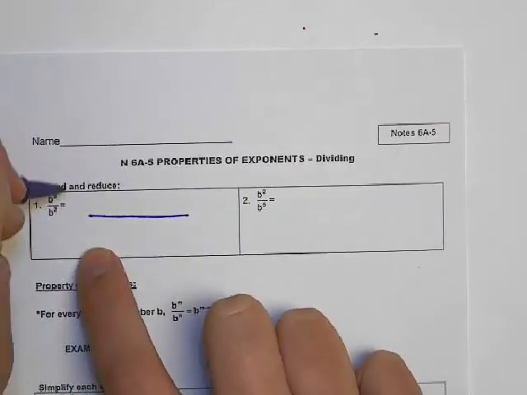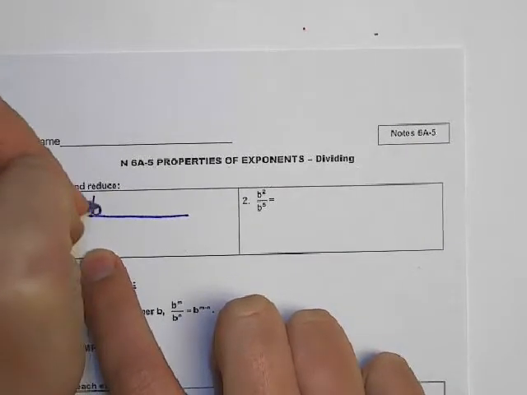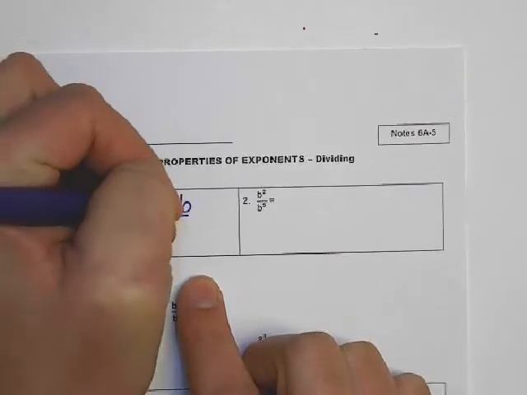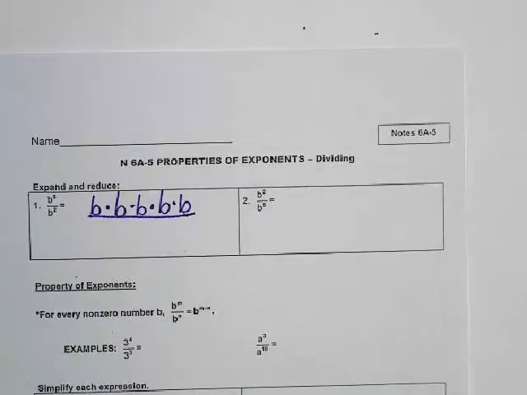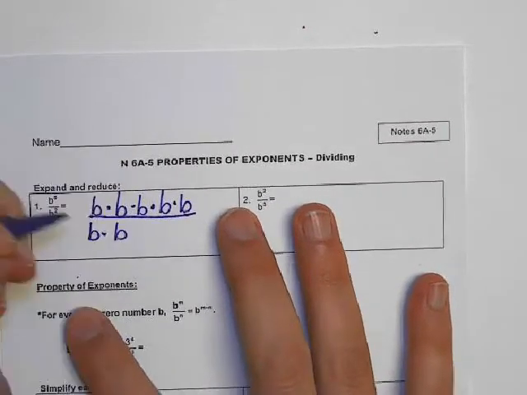Now, b to the 5th power, how many b's do I have? 5. And this is on top of the fraction, so I want you to write it on top of the fraction bar. B times B times B times B times B. Okay, let's do this right now. On the bottom, how many b's do I have on the bottom? 2. B times B.